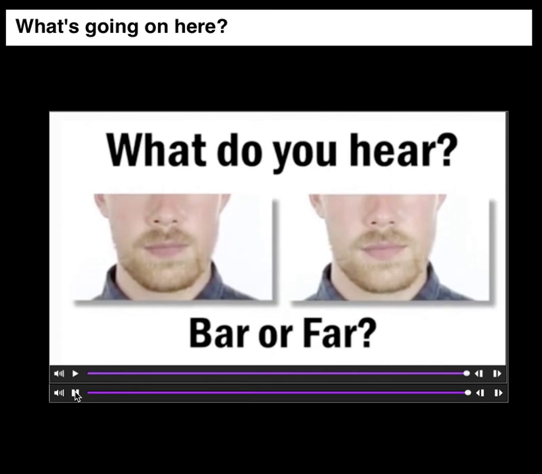Well, what happened? What's going on here? It appears if we look at the image on the left, the person is saying bar, and if we look at the image on the right, the person is saying far. That's a very weird thing, very weird thing. How do we interpret what's real there?